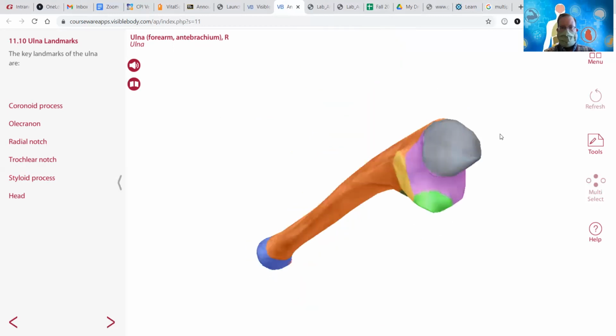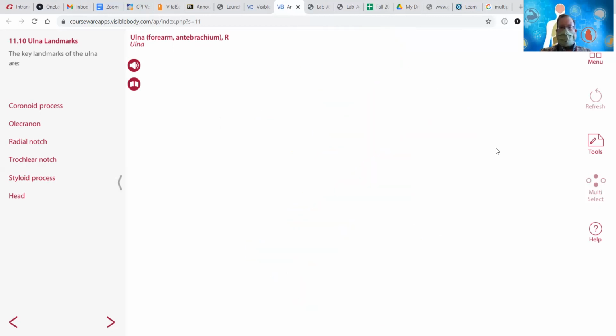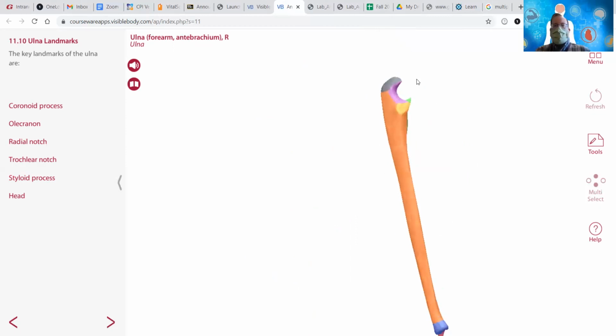Issues with my ulna. Get it to rotate a little bit. There we go. Nice. Okay. So the ulna, we're looking at kind of a lateral view of it.